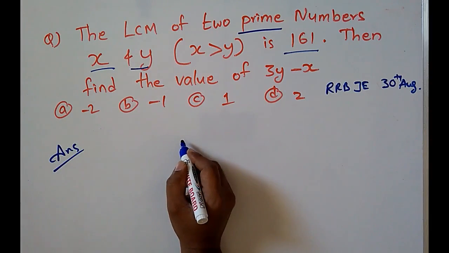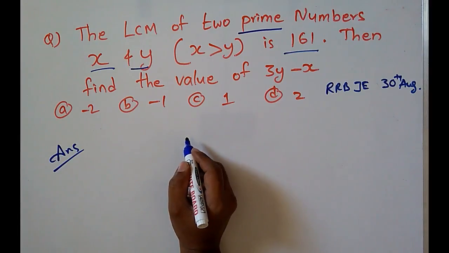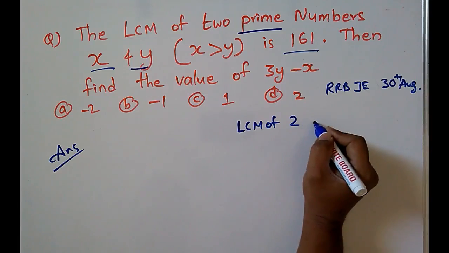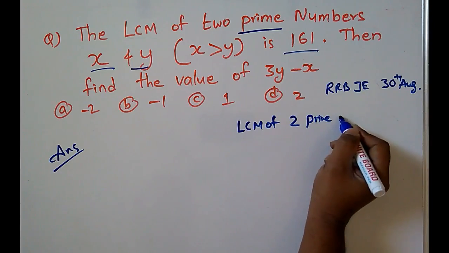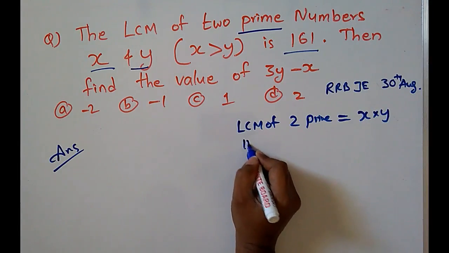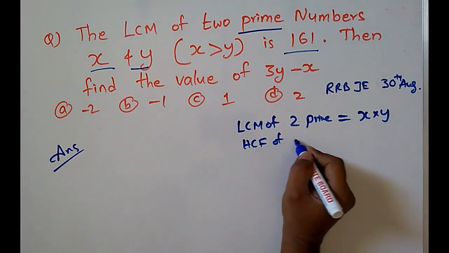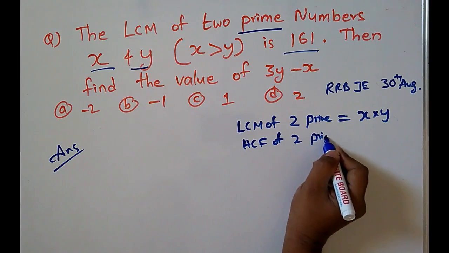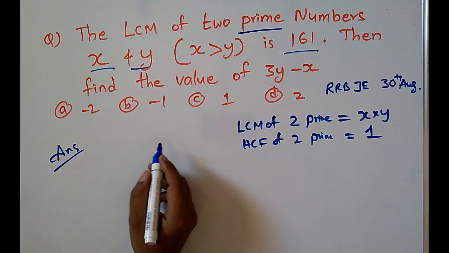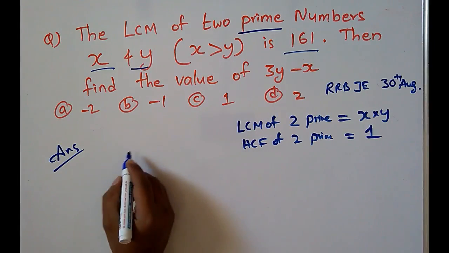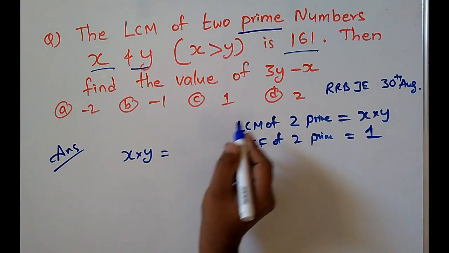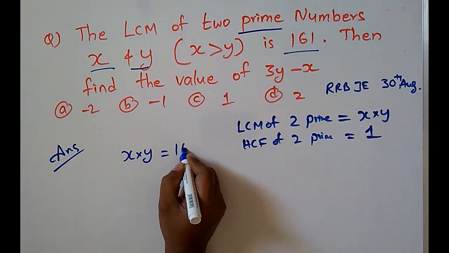Friends, we have discussed already that the LCM of two prime numbers is nothing but the product of the numbers. The HCF of two prime numbers is nothing but 1. In the same way, the LCM of two prime numbers x into y is nothing but 161.